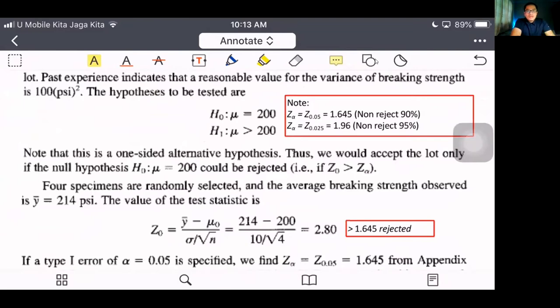Now, next paragraph. The four specimens are randomly selected, and the average breaking strength observed is Y bar, which is the average, equal to 214 psi. Technically, it is more than 200, so you can accept the claim. But if you want to use a statistical analysis, you should put the equation there.